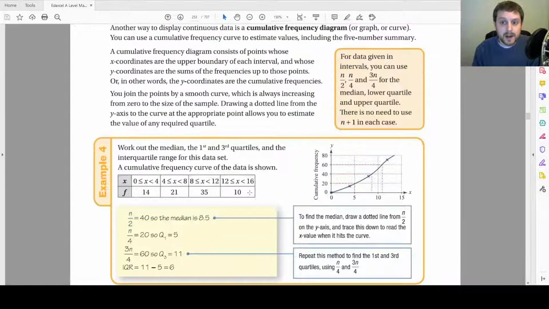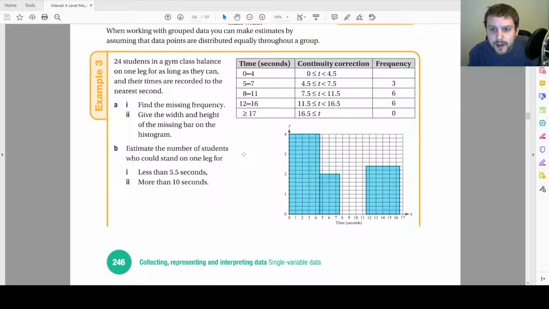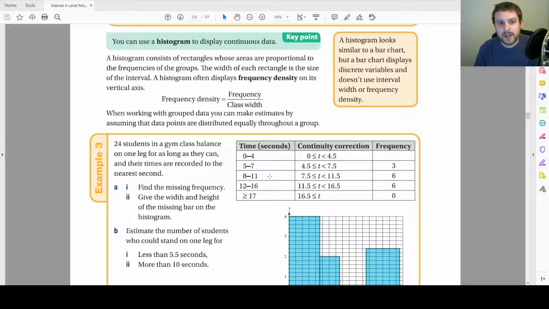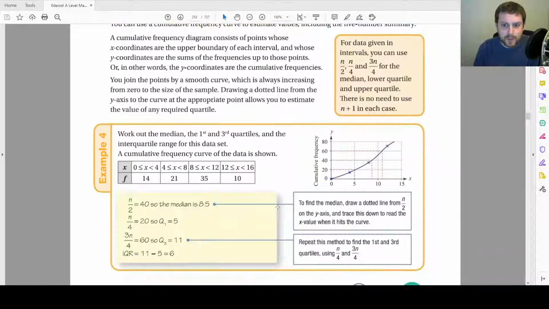So this is all just part of the same chapter here, same part of the book. The whole n+1 thing when estimating the whereabouts of the median, whereabouts of the quartiles. When you're using a histogram, or you're using a, what's it called again? Cumulative frequency graph. I've gone too far. Yeah, cumulative frequency curve, right?